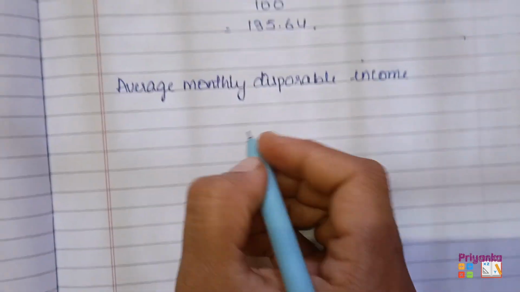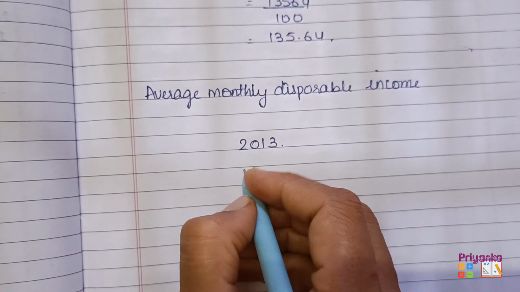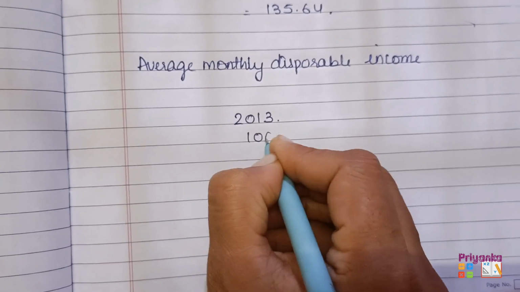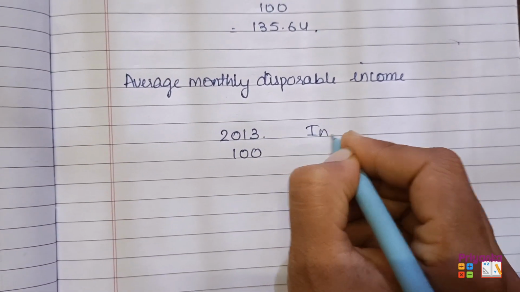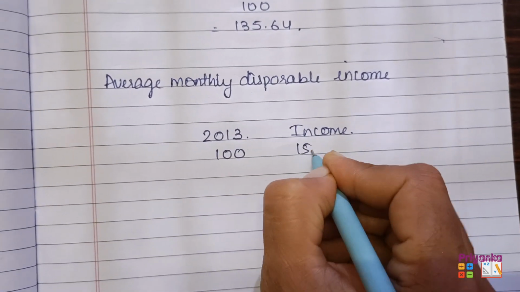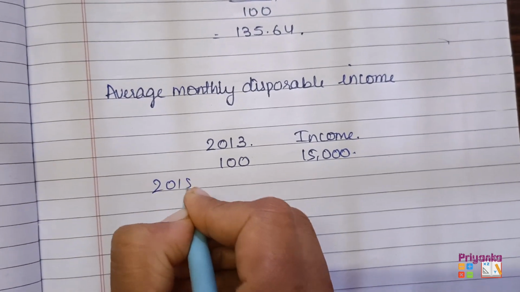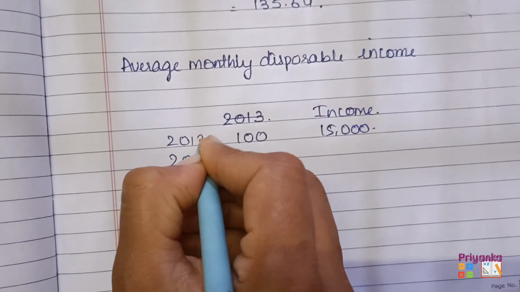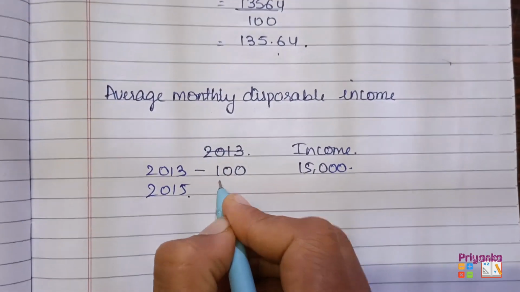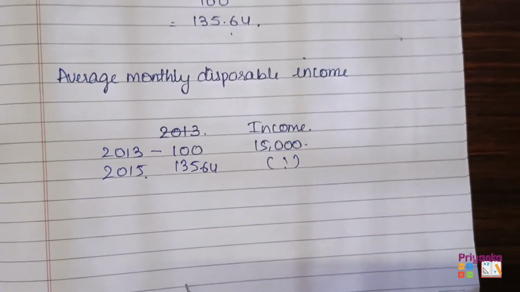Now here we can say that in the year 2013, the index number of 100 was our base year, which was not given. So here we'll take 100, where the income was 15,000. Now in the year 2015, I'm just taking it here so there's no confusion. In 2015, we get 135.64. Find out what will be the income.